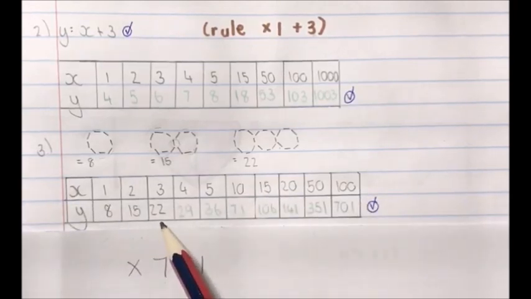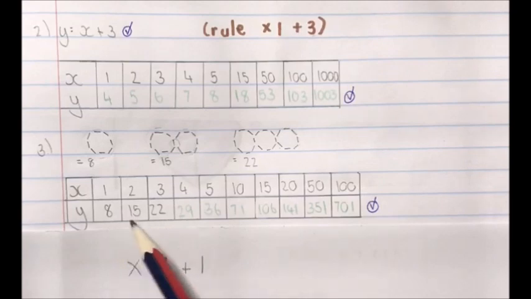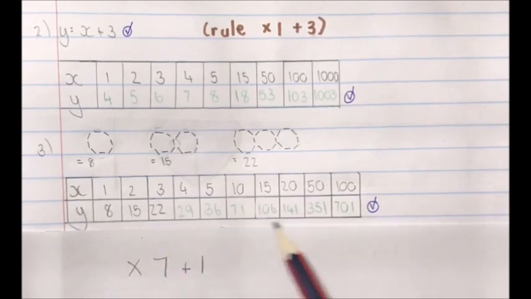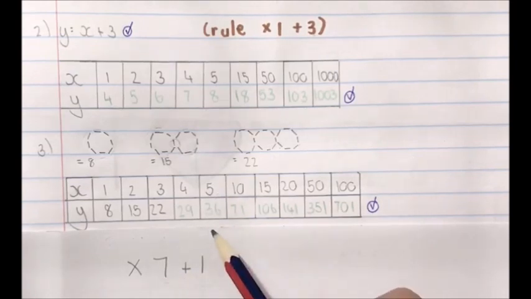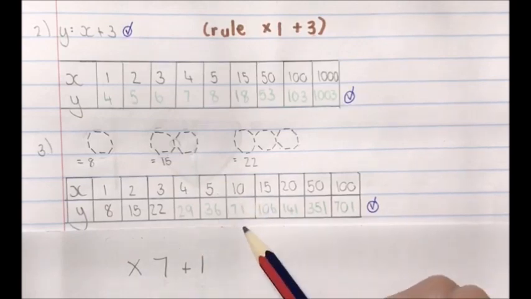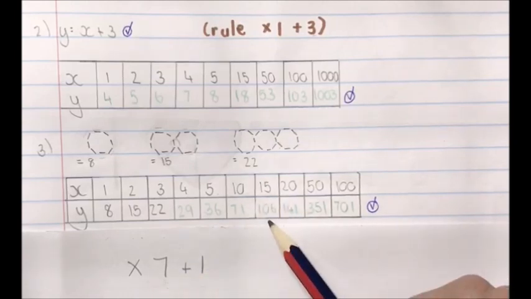We know the first 3, so you write that in grey pencil, 8, 15 and 22. And from number 4, we use our rule and we work out our answers. 4 times 7 gives us 28, plus 1 is 29. 5 times 7 is 35, plus 1 is 36. 10 times 7 is 70, plus 1, 71. 15 times 7 is 105, plus 1 gives me 106.